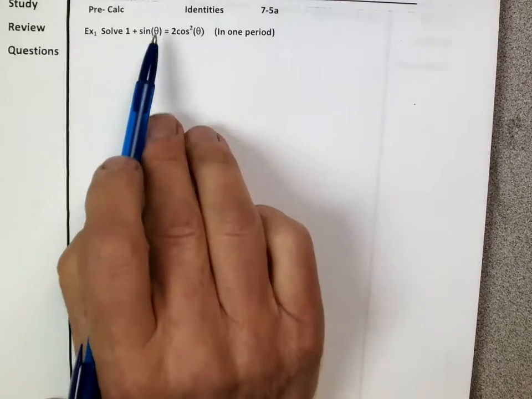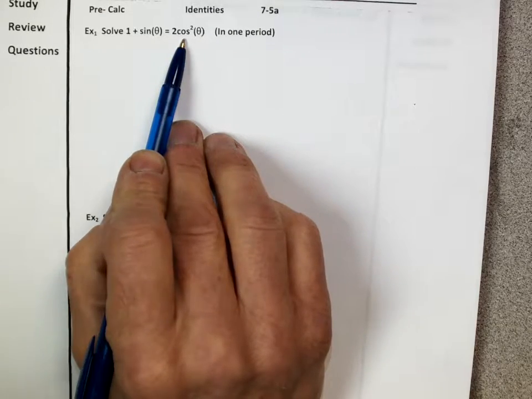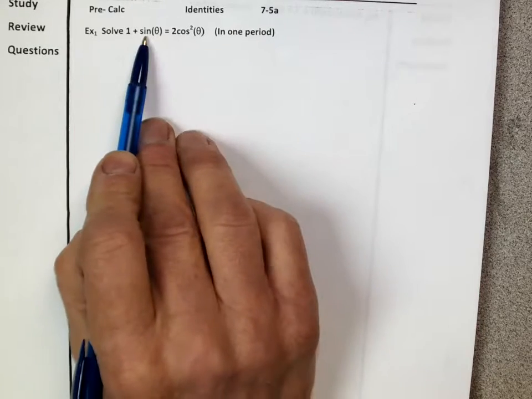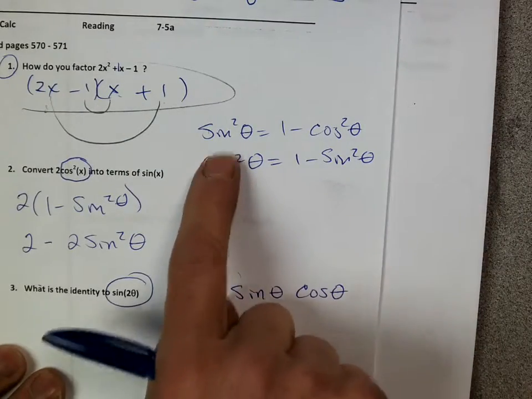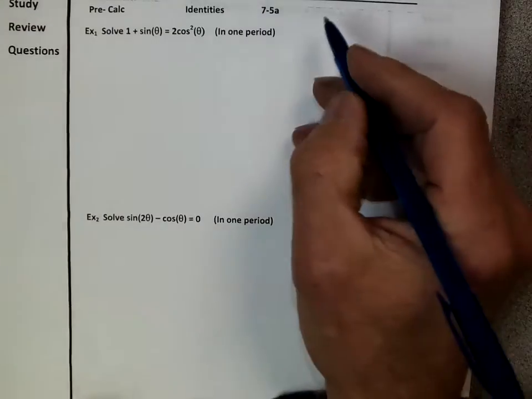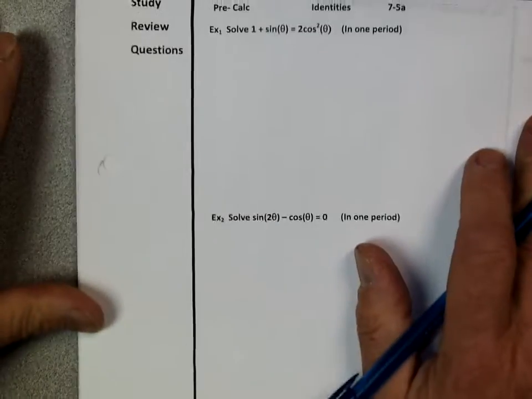Okay, so first of all, I take a look at the first example, and it really is like two different variables. You've got a sine and a cosine. I want to change them both either to sine or into cosine. Now, you can't really change a sine into a cosine, but you could change the cosine squared. Okay, we saw that in our reading, where we can change a cosine squared into 1 minus sine squared, and that's the identity I'm going to use. So right over here on the little side note, let's write that down.